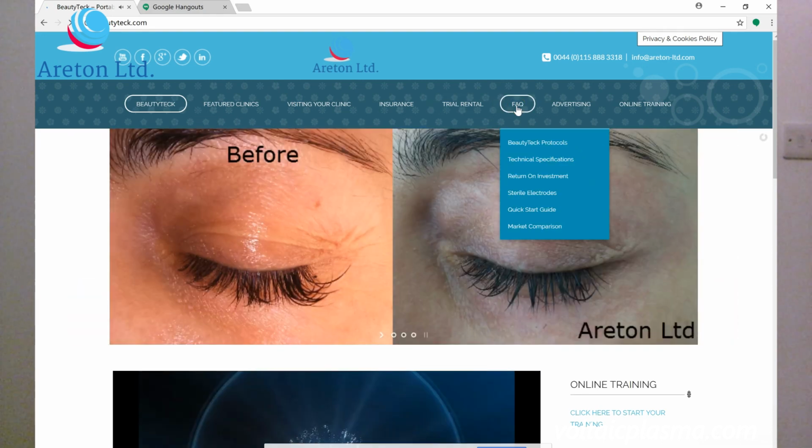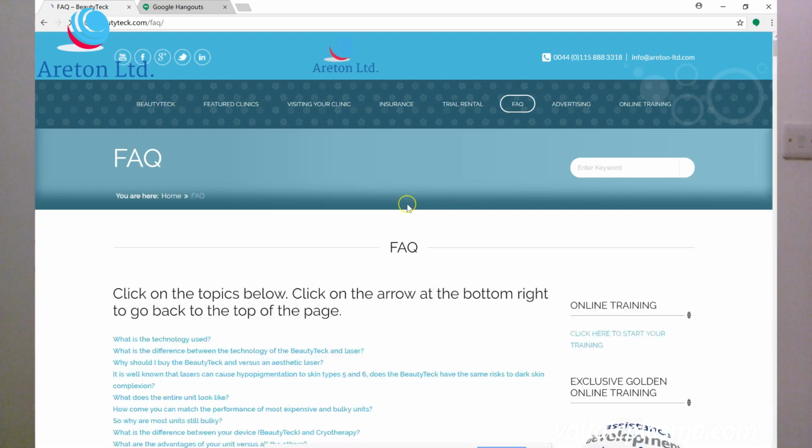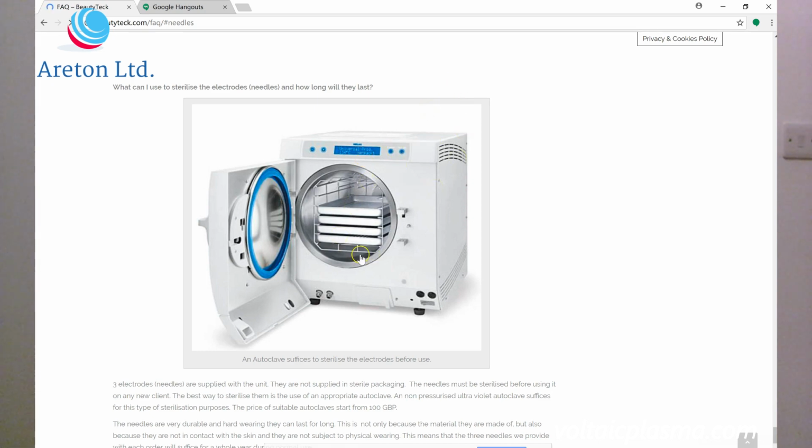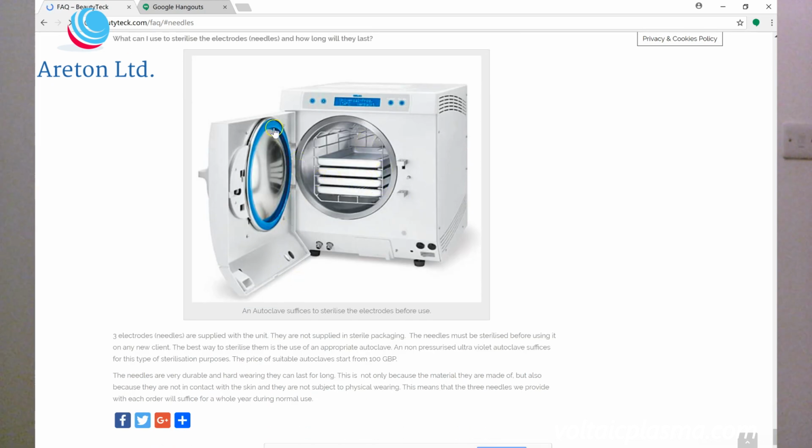So I'm going to go into the frequently asked questions very quickly. What can I use to sterilize the electrodes? Autoclave, and you can buy them quite cheaply online. Normally it's something that dentists use. Also in many countries in Europe they have been used by barbers and so on to sterilize their razors. It's something quite well looked at in Europe in general.